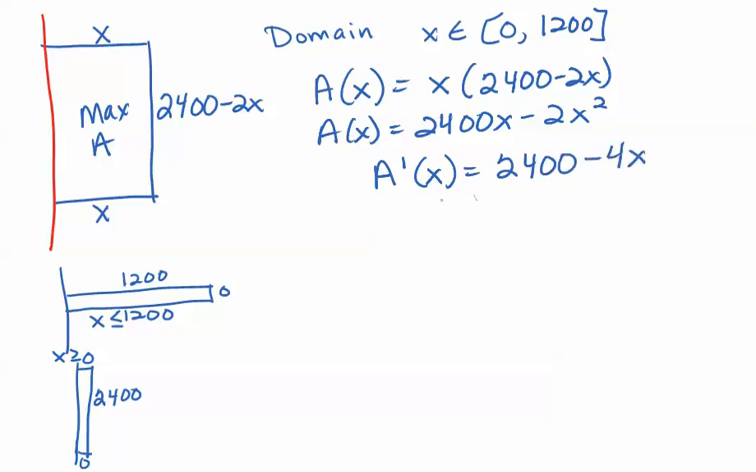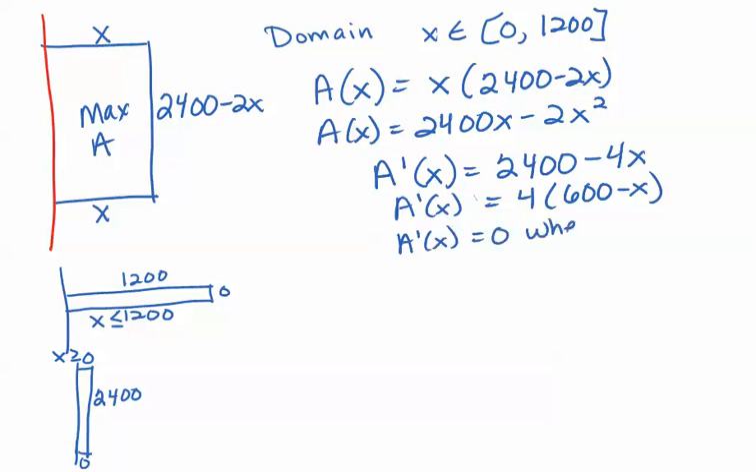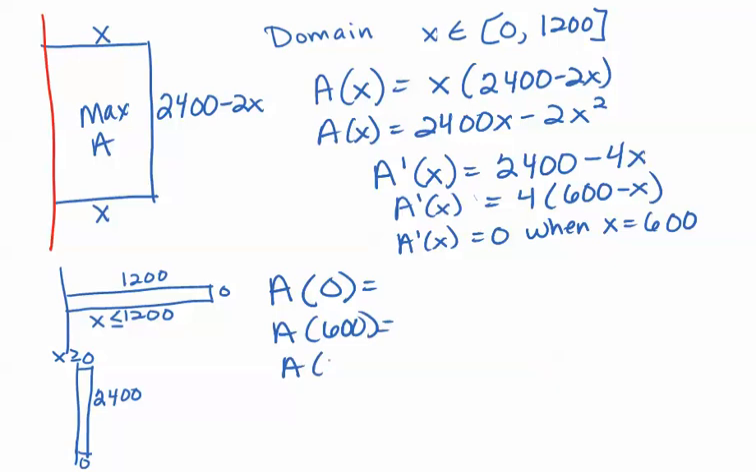As soon as I find the derivative here, I can factor a 4. So we can see that A prime is equal to 0 when x is equal to 600. So that's our only critical number. Now we could do our closed interval test, and we could say, well, let's find the area at the endpoint of 0, or at the critical number, or at the other endpoint of 1,200. And then we could choose the one that is maximum.